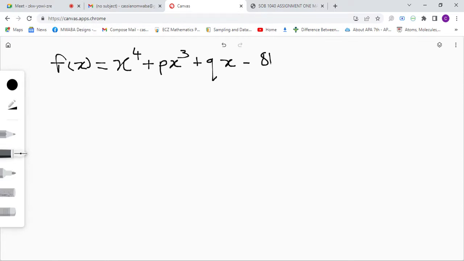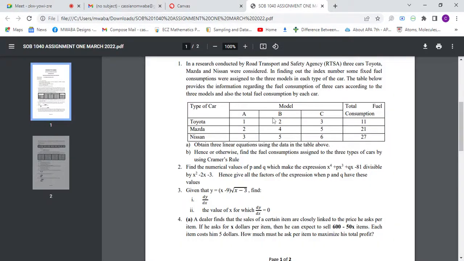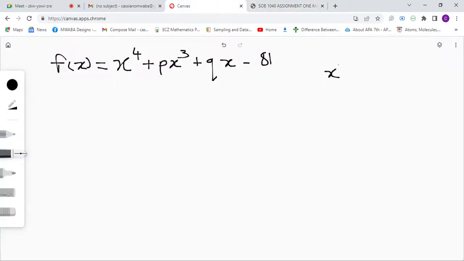All right. We have to find the values of p and q so that this expression will be divisible by x squared minus 2x minus 3. So the first thing we can do is factorize this quadratic, x squared minus 2x minus 3. All right, let's break it down into its factors.